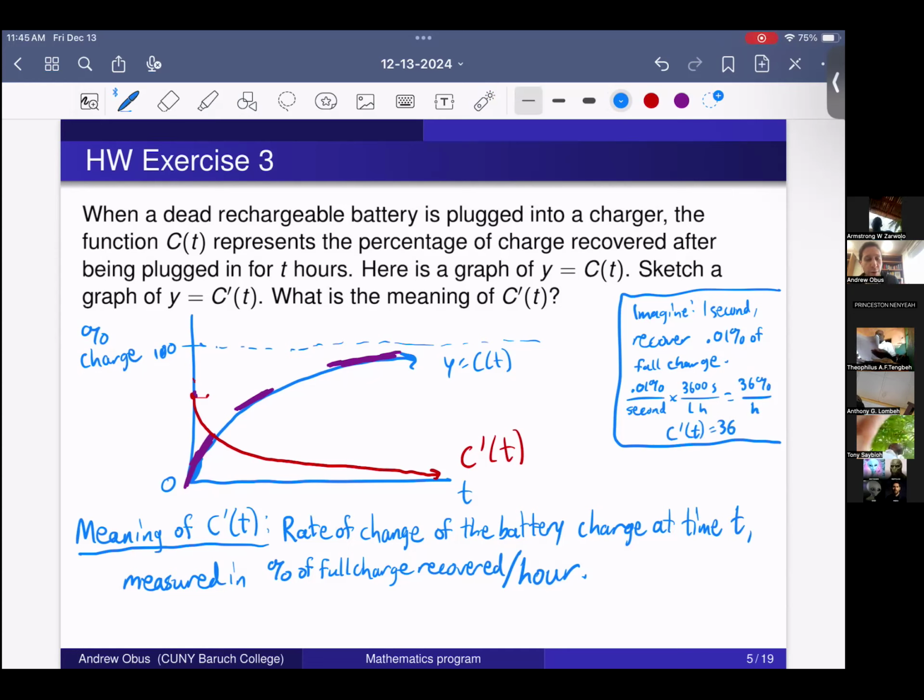Okay, so whatever your instantaneous rate of change is, and you can approximate that pretty well by seeing how much charge is recovered in 1 second, you can extrapolate that to an hourly recovery, and that's going to be your C prime of t. So in this case, if you were at a time in your charge where in 1 second you recover 0.01% of the full charge, then at that point C prime of t would be equal to 36.